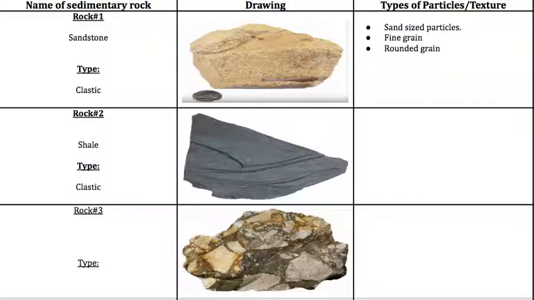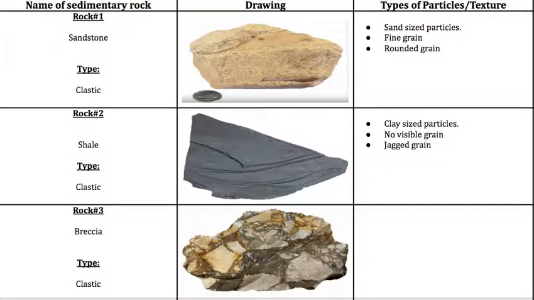Rock number 2 is shale. Oh, and by the way, sandstone is a clastic sedimentary rock. It is a clastic sedimentary rock because it formed as sand-sized particles were compressed and cemented together. Shale is also a clastic sedimentary rock. It formed as clay-sized particles were compressed and cemented together. It has no visible grain and is also jagged.